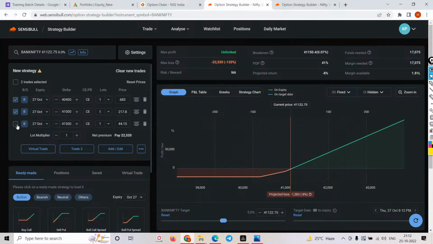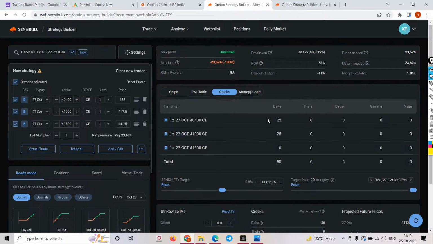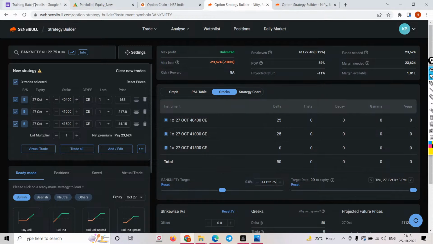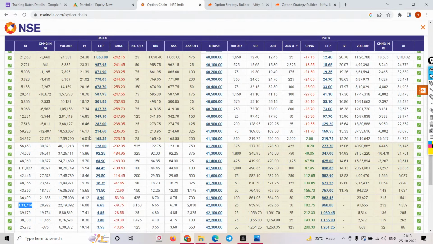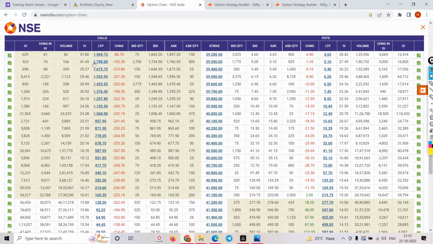That comes from your delta. Let me show you the Greeks. Check the delta here. It is not showing the right thing. Let me show you in the option chain. Where is delta? Do we see the delta in the option chain? I'm not sure. I don't see the delta actually.